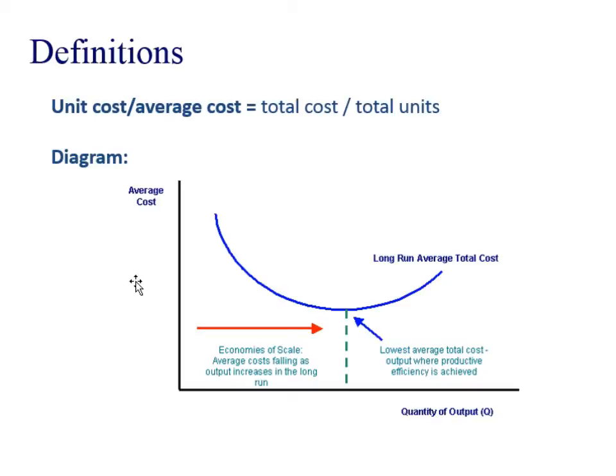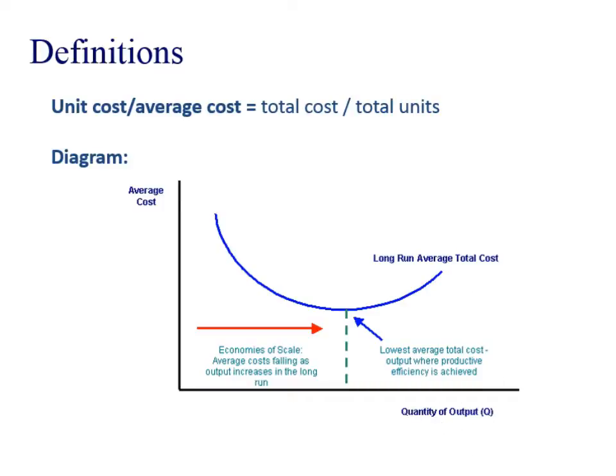And over the long run, what we start to see is that the more you produce, you get this downward sloping long run average total cost curve. This is what we call economies of scale, where average costs are falling as output increases. But at a certain point, it gets to its lowest point, and then it starts to increase again. This side of the diagram is what we call diseconomies of scale, where the long run average costs start to increase again as output increases.